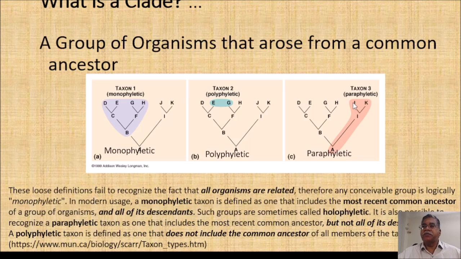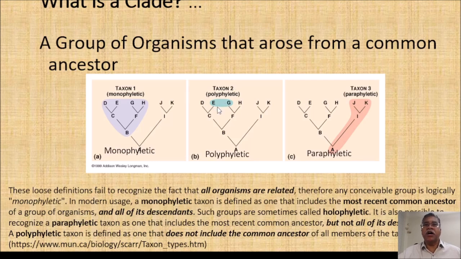And what is a paraphyletic cladogram? It is one where you can go down this particular breakdown, and all the breakdowns are the same. You just have to see how they are organized, but they do not include the common ancestor of all the members. A paraphyletic group is one that includes the most recent common ancestor, but not all the descendants. So you basically go up one branch like this, but not all the descendants are included in a paraphyletic cladogram. And a polyphyletic taxon is defined as one that does not include the common ancestor of all members in the taxon, and you can see that there.